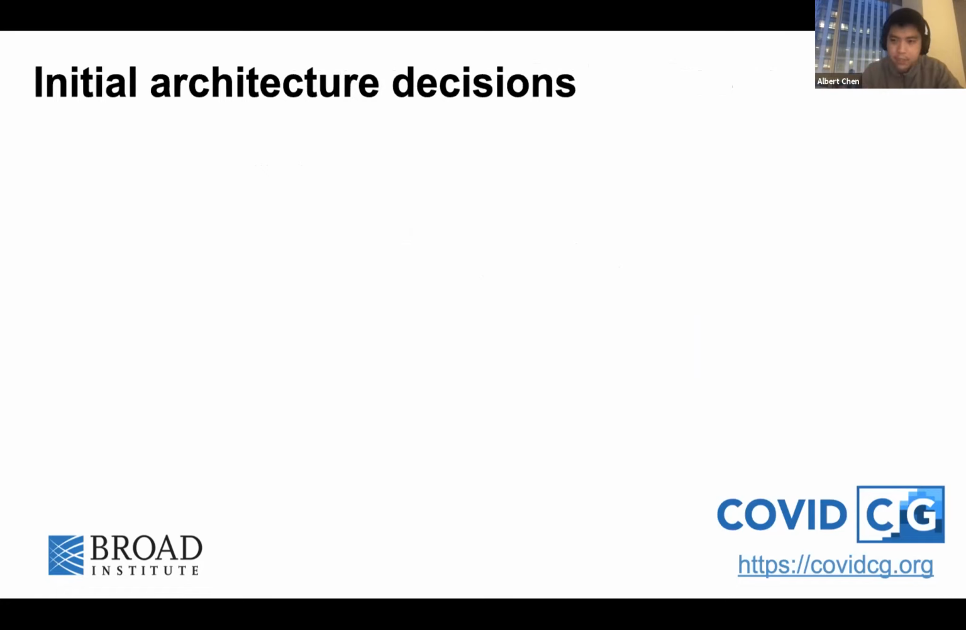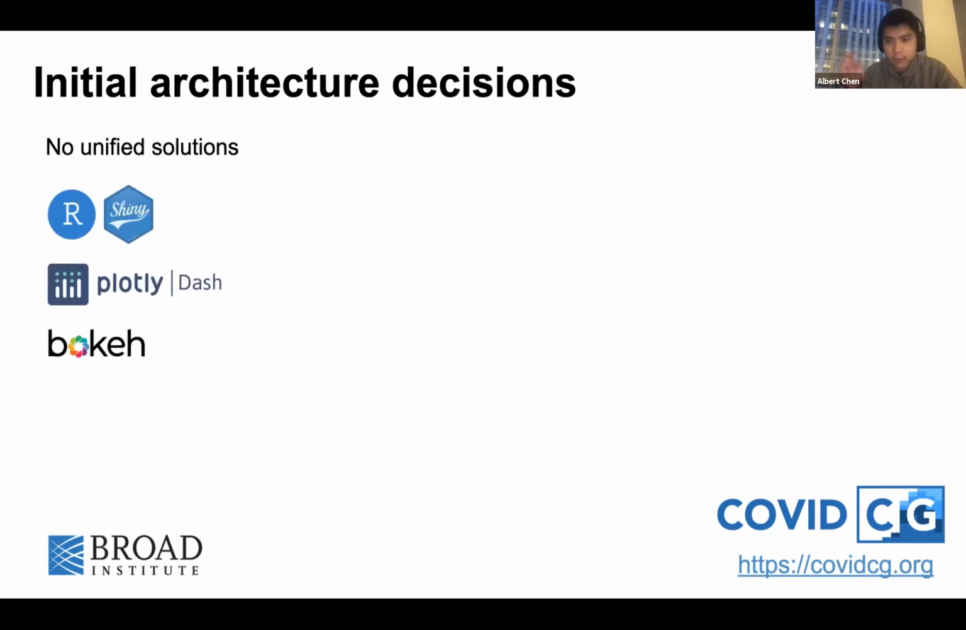I had to make some key decisions as I started to build the site. So first I decided to not use any of these, what I'm terming unified solutions like rShiny or Plotly Dash or Bokeh Server. I've used some of these in the past. While they're really great and really quick to put together, I often found I had to hack my way around problems. I found that they didn't deal with really large amounts of data very well, which is the sort of data that we have.